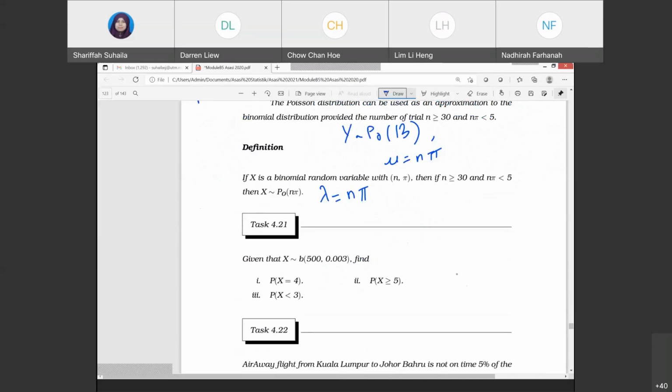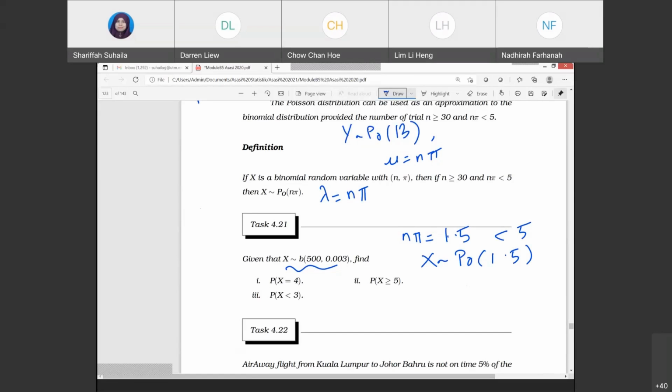X is binomial, n equals to 500, your pi is 0.003. Let's compute n pi. So you have 500 times 0.003, which gives 1.5, which is less than 5. If you want to use your stats table, you don't have n equals to 500. So that's why we need to change to a Poisson distribution with mean 1.5. Then we can solve.